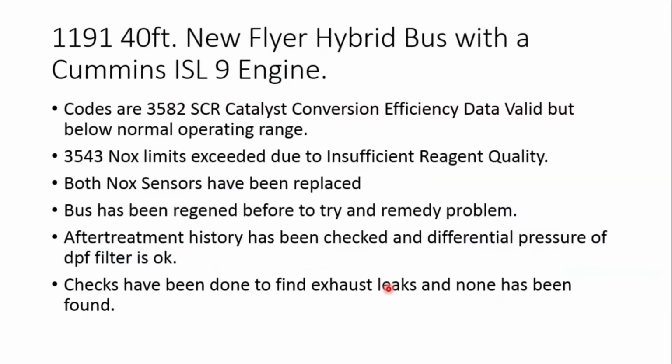Alright, so we're done with that case study now. Here's the next one. This one was very interesting and a doozy all at the same time, and I think you'll enjoy it. Bus number 1191, 40-foot New Flyer hybrid bus with a Cummins ISL9 engine. The codes are 3582 SCR catalyst conversion efficiency data valid, but below normal operating range. Then I have a 3543 NOx limits exceeded due to insufficient regen quality.